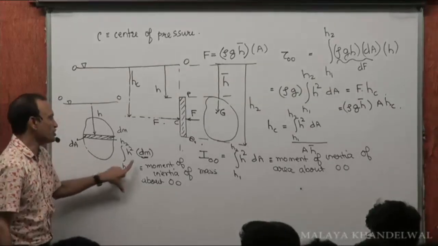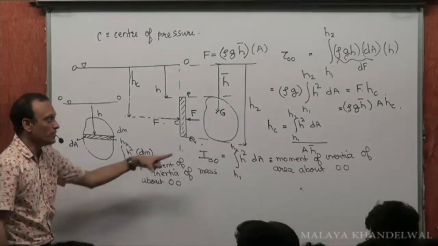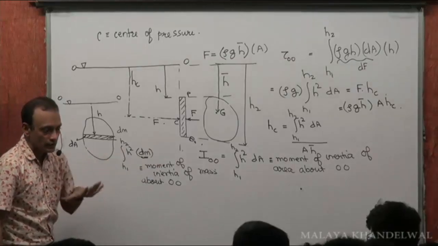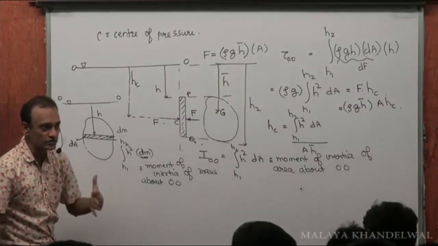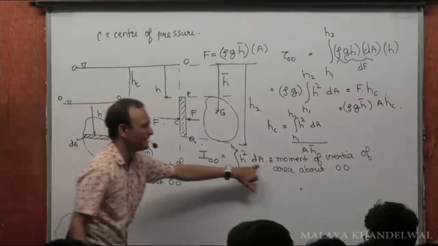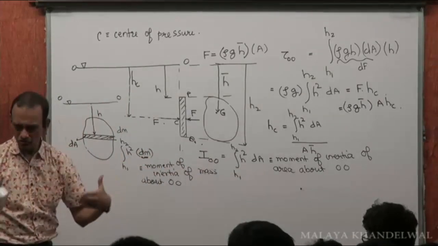So mathematically, moment of inertia of mass and moment of inertia of area, they have similar looks, right? Except instead of dm, you have dA. Yes or no?